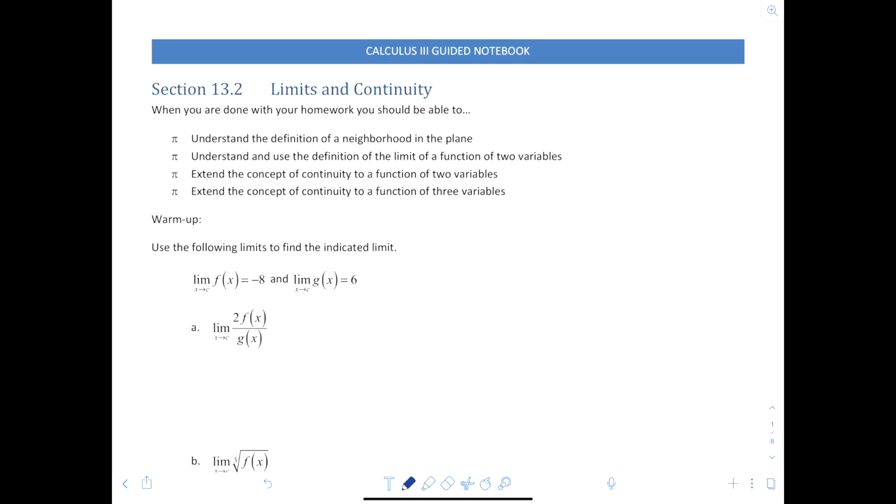Today we'll be checking out section 13.2, which covers limits and continuity. We're working out of the Larson and Edwards calculus text. Our goals today will be to understand the definition of a delta neighborhood in the plane, understand and use the definition of the limit of a function of two variables, and then extend the concept of continuity to both a function of two variables and a function of three variables.